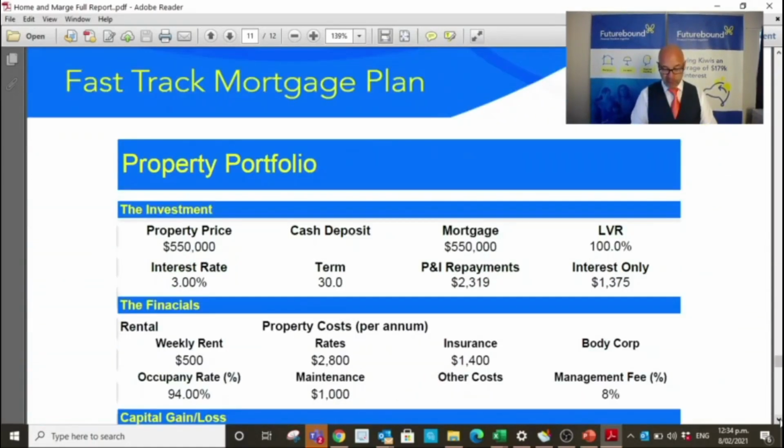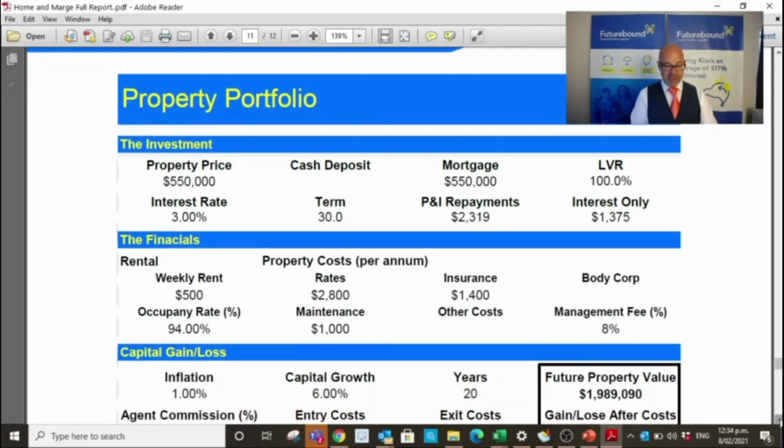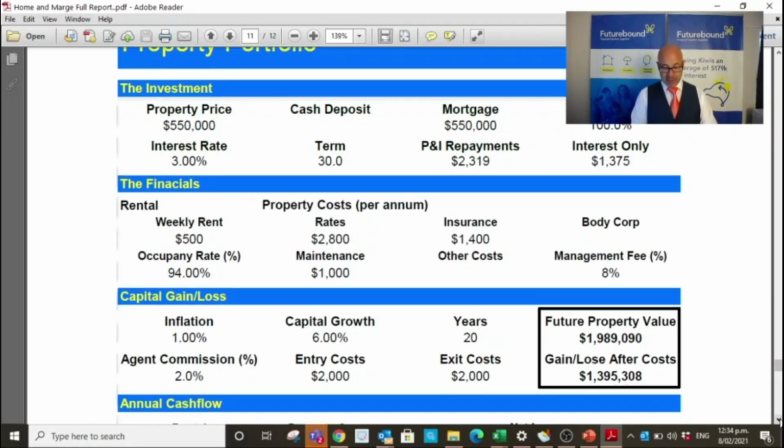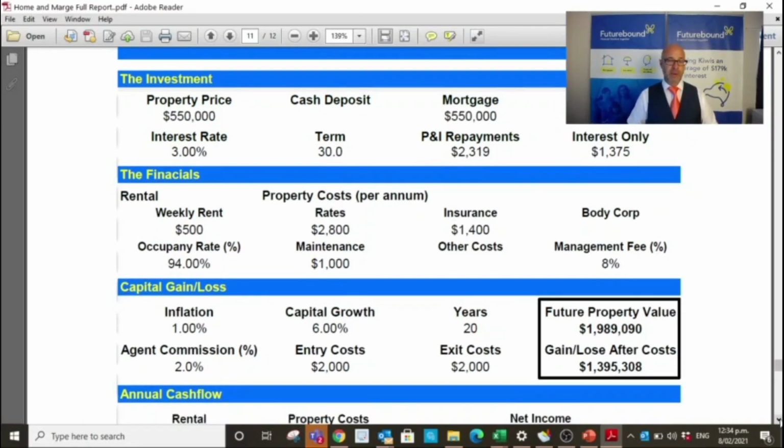Okay, property portfolio page. This is just to give you an idea and to motivate you to consider property investment because the numbers are actually amazing, pretty fantastic. If you remember, we're going to use the equity in the owner-occupied house to leverage to buy your first investment property. In this example, we've got Homer and Marge buying their first investment property for $550,000, and their mortgage is going to be $550,000.